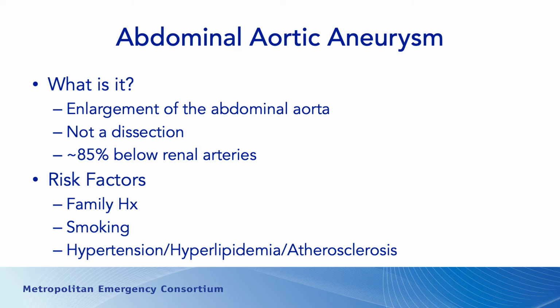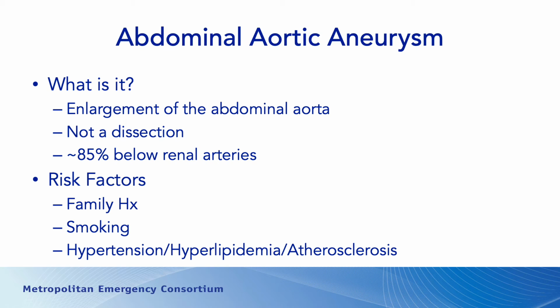85% of the abdominal aortic aneurysms are below the renal arteries. That's kind of a good thing because the renal arteries make it a little bit more difficult to manage surgically. But the other 15% are at or above the renal arteries and then go distal to that.